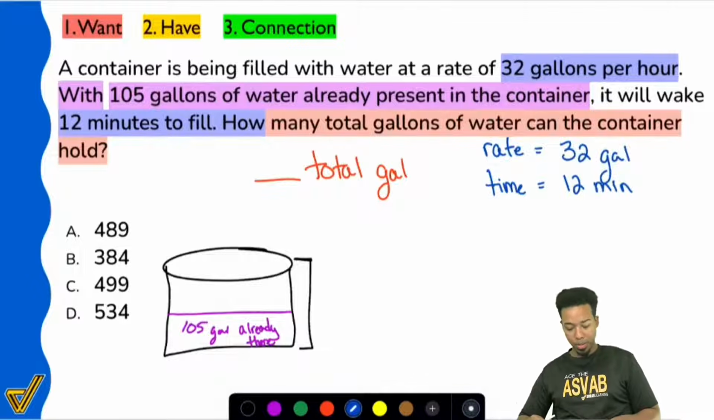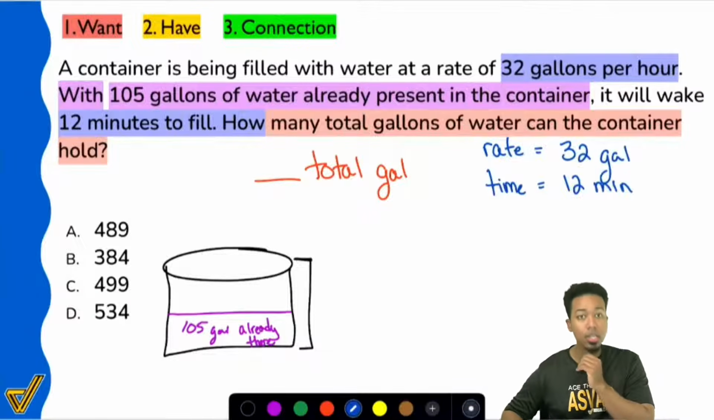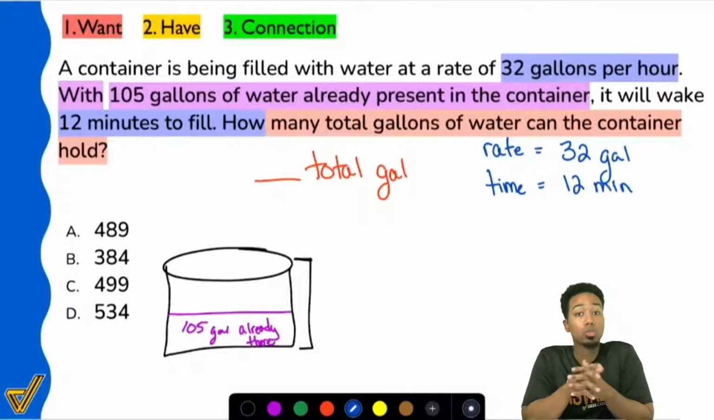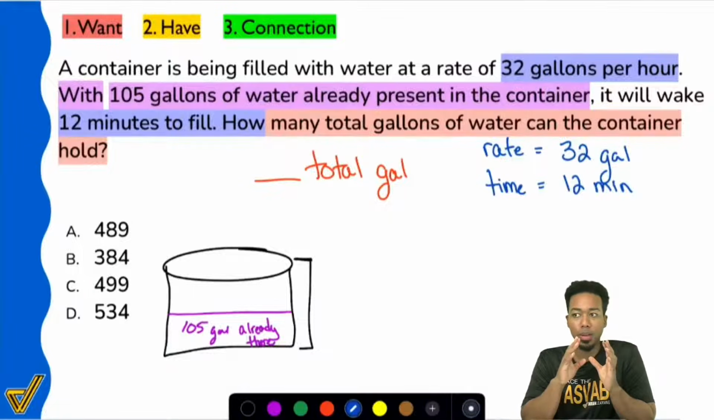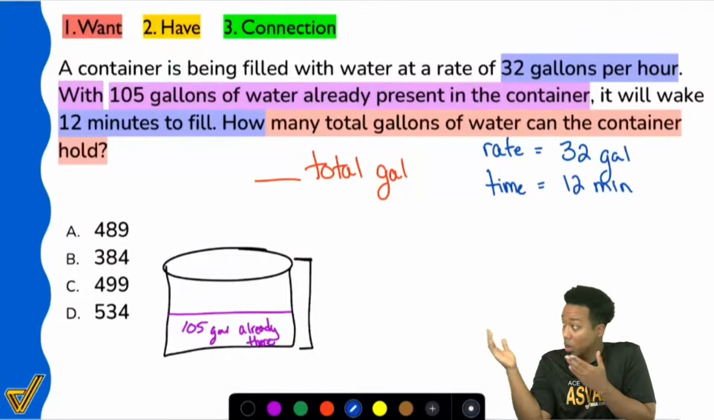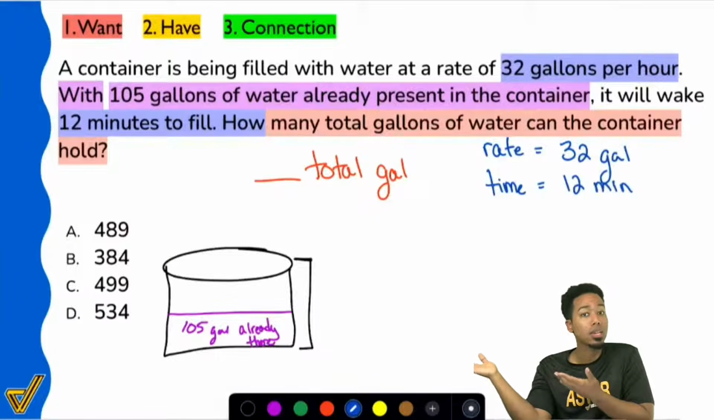All right, my party people. So here's where the magic happens. We need to now make sure that we know what it is we're solving for. Everyone, are we solving for a distance in this question? Because we're looking for the total gallons. We have a rate. We have a time. Does it seem like we're looking for distance? Brian's like, oh, so here's the thing. Not exactly. We're looking for the total that this container can hold.